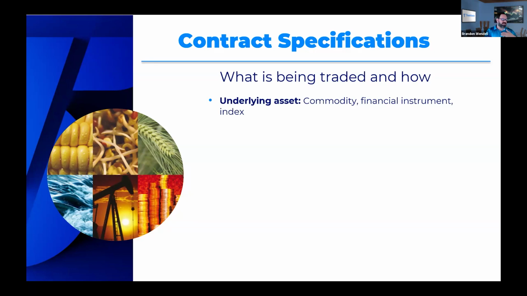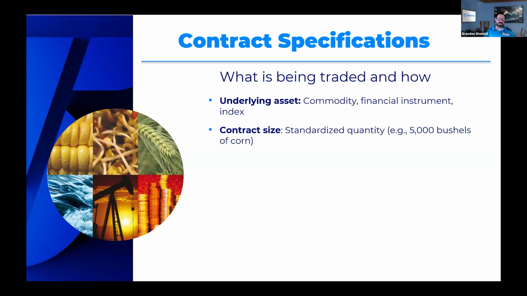Are we trading commodities? Are we trading financial instruments? Are we trading an index? What is that size? There's a standardized quantity for each futures contract, so you can't change that size. It's set by the exchange. If you want to trade one futures contract of corn, it is 5,000 bushels of corn, no matter what. You could buy multiple contracts, but each one contract is 5,000 bushels.